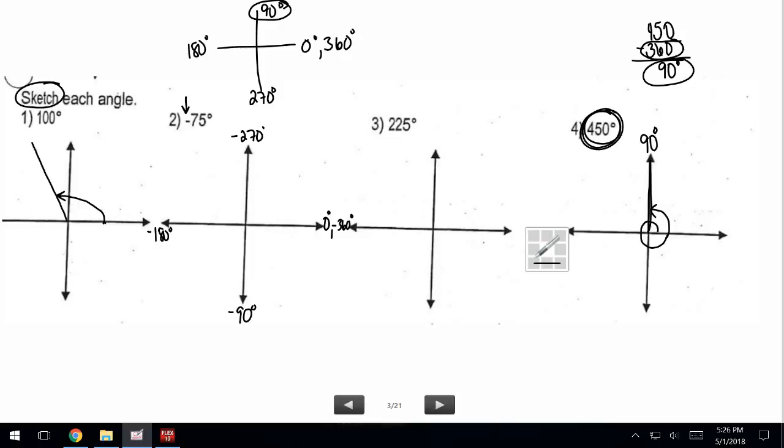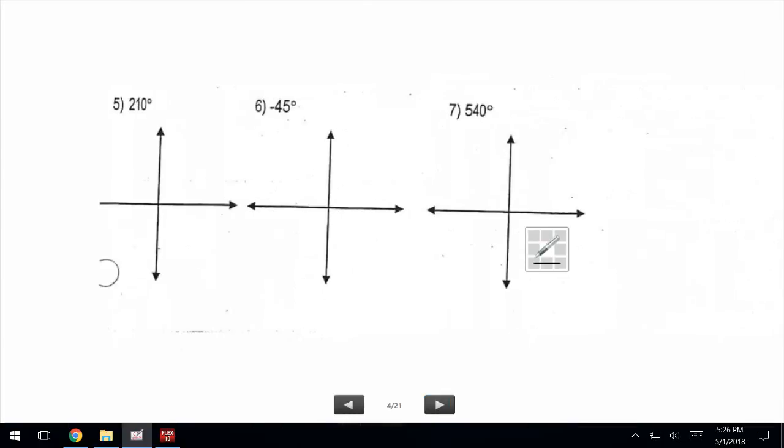All right, 75 is before negative 90. So I'm going to draw that line before negative 90. And then I'll start at 0, like always, but I'm going to go down because it's negative. All right, and that's those first 4. Let's go to the next ones.